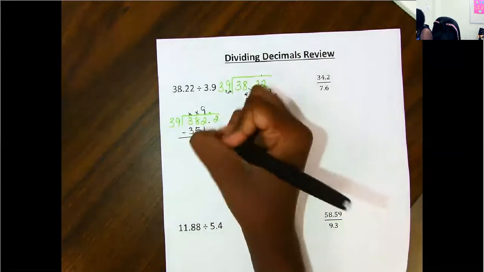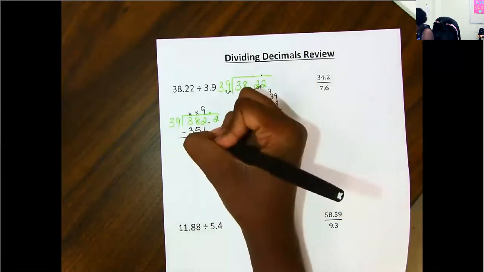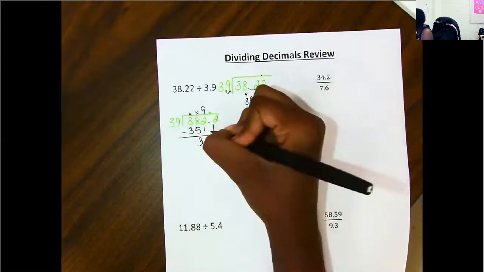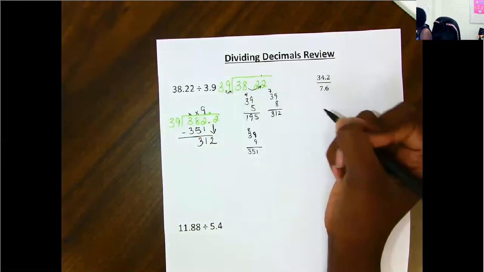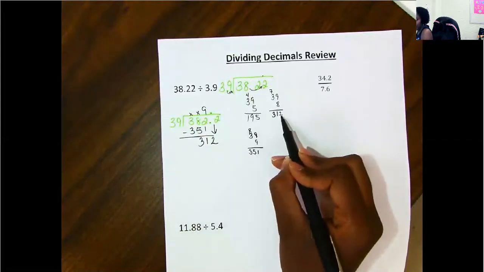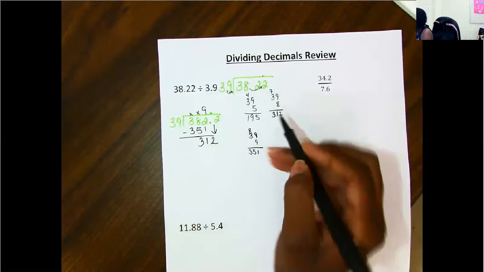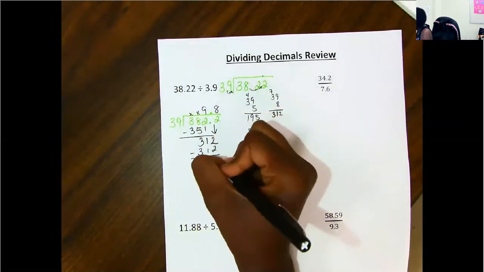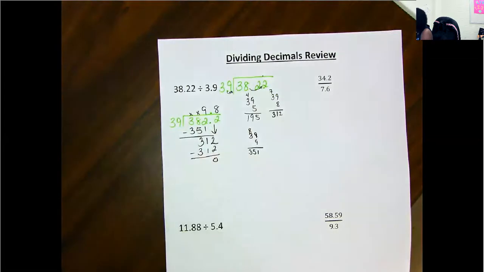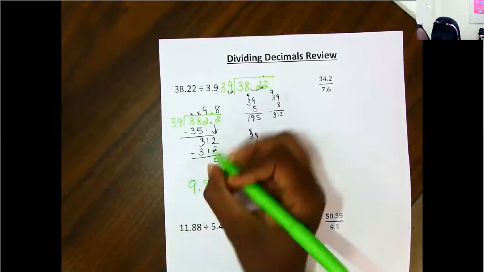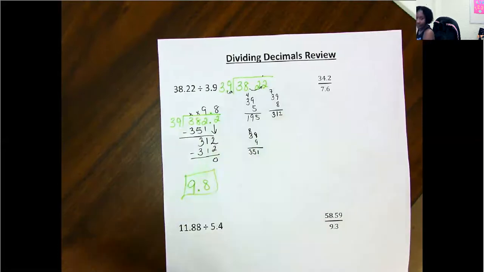Okay, 2 from 1 is 1. 8 from 5 is 3, and then we have 0 here. Let's bring down our next number. Hey, 312. Looky here. Because I did some scratch work, I already know that I need an 8 for that. So I'm going to put my 8 right here, subtract it, and I have 0 left over. So my final answer is going to be 9.8. Box it in.